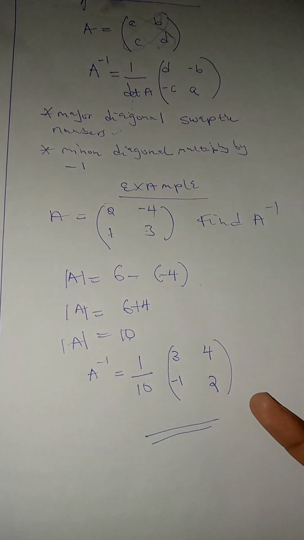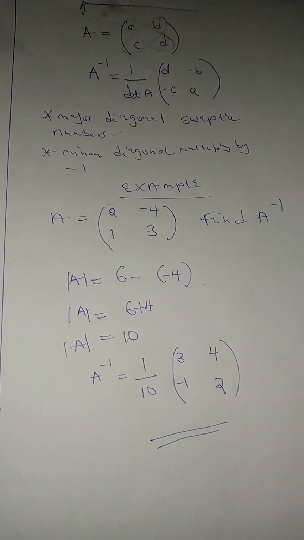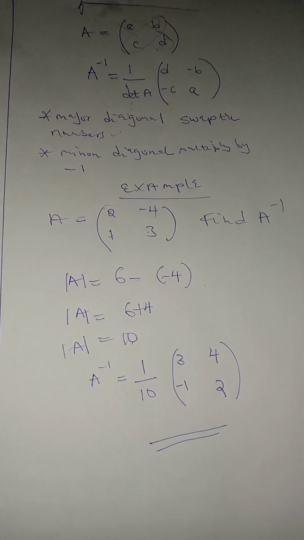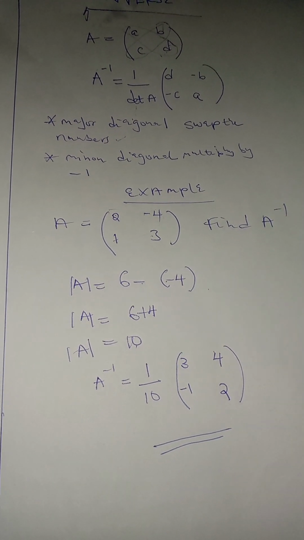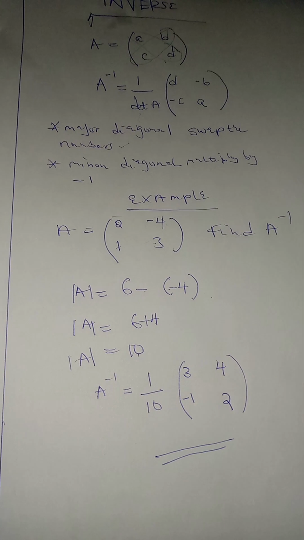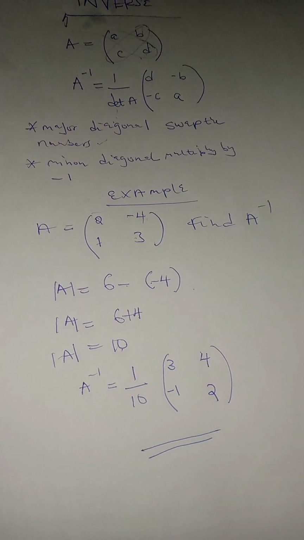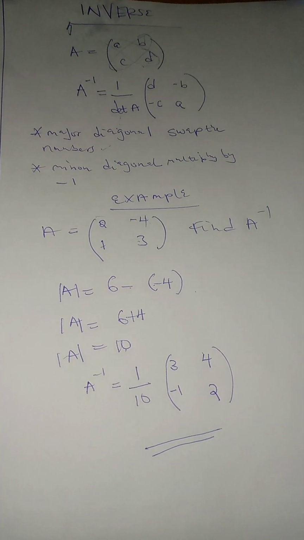This is the only concept that I want to see. If you can swap the numbers in the major diagonal, then in the minor diagonal, you multiply by negative 1. As easy as this. There's nothing complicated here.